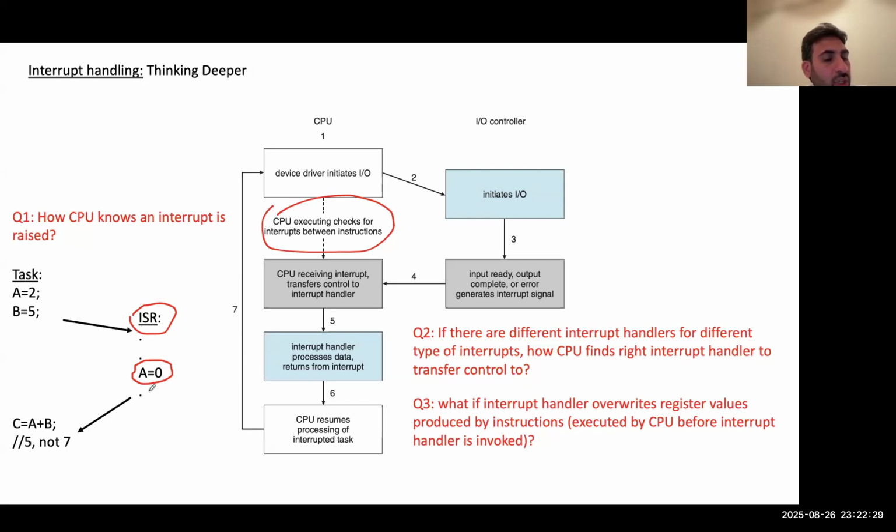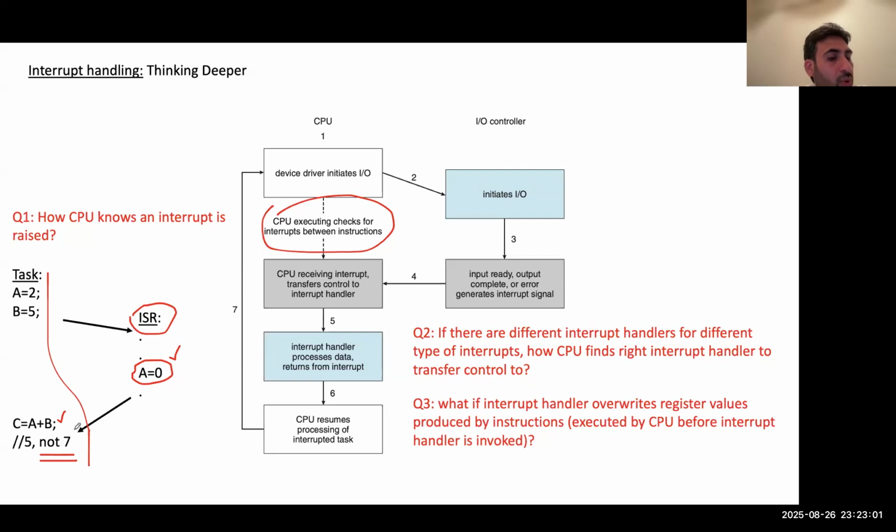Now, when the ISR is completed and the control is returned back to the task which was interrupted, let's say the next instruction in that task is C is equal to A plus B. So when we now compute A plus B, we find 5. Why 5? Because B is equal to 5, but A is overwritten, so 5 plus 0 is 5. However, we were expecting that it should be 7, because this is a separate program, and this program is expecting that the value of C is 7.